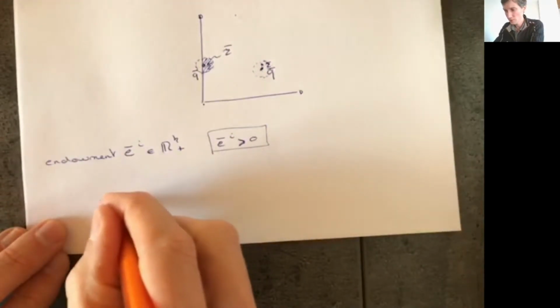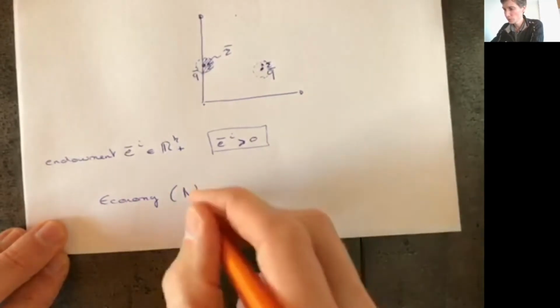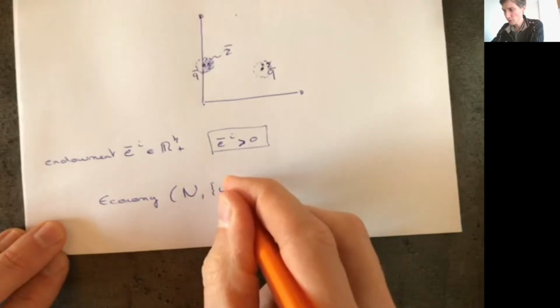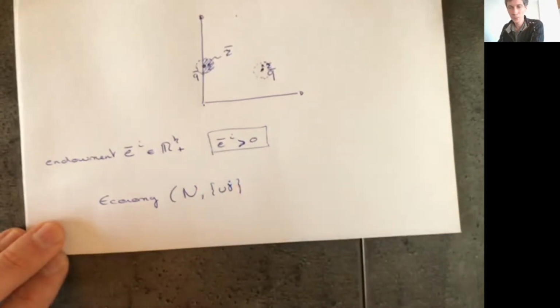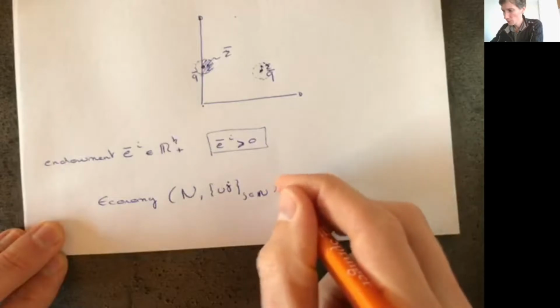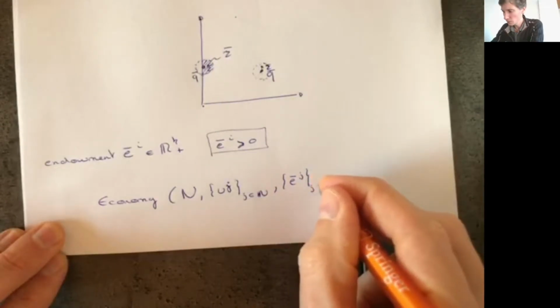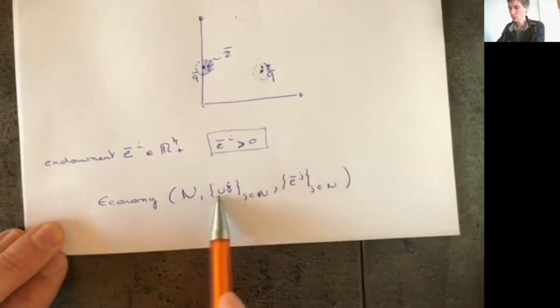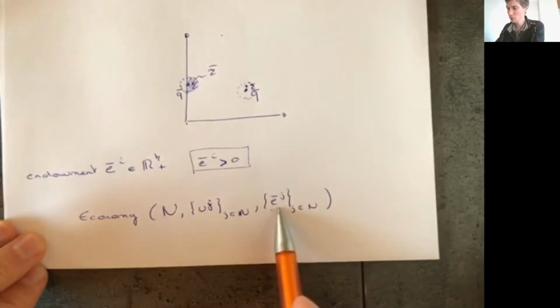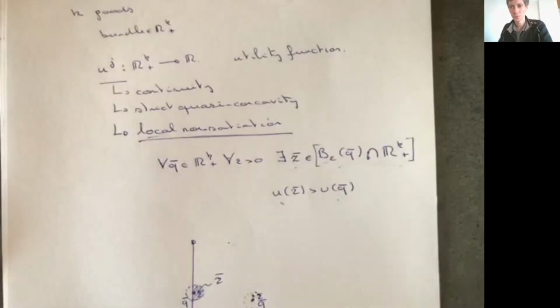Okay, so given all this, we can summarize this. An economy consists of a set of consumers. Then for every consumer, we have a utility function, u_j, for all consumers j in N. And we have a set of endowments, e_j, also for every j. So: a set of consumers, for every consumer a utility function that satisfies these three properties, and then for every consumer also an endowment that's a non-zero bundle that this consumer can exchange.